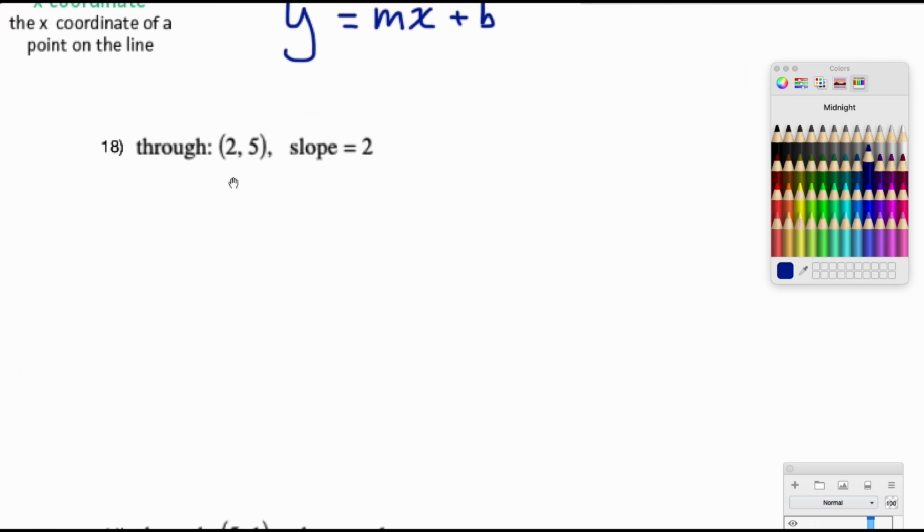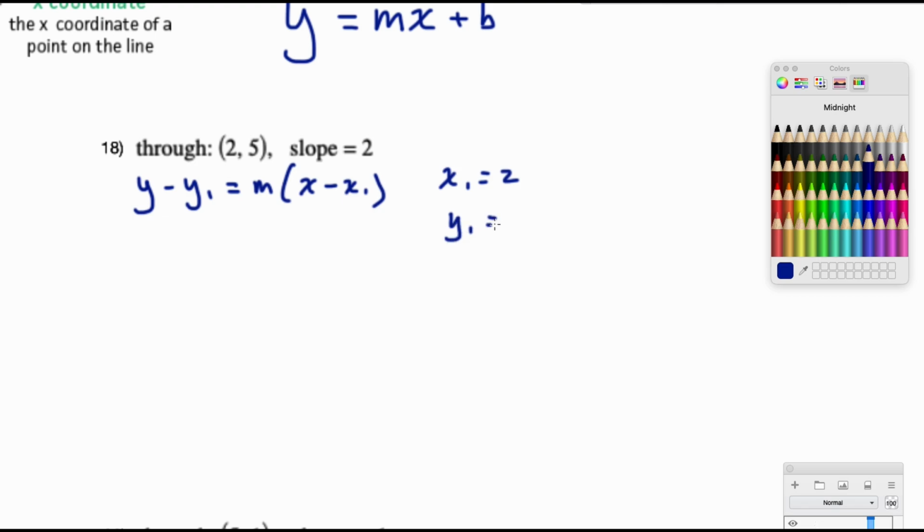Okay, next one. I want to do the same thing, so I'm going to take my equation. I'll rewrite it this time since it's covered up. y minus y1 equals m times x minus x1. In this case, x1 is 2, y1 is 5 and my slope is 2, as I'm given right here, right? That's x1, y1. Just going to substitute everything in. y minus 5 equals 2 times x minus 2.